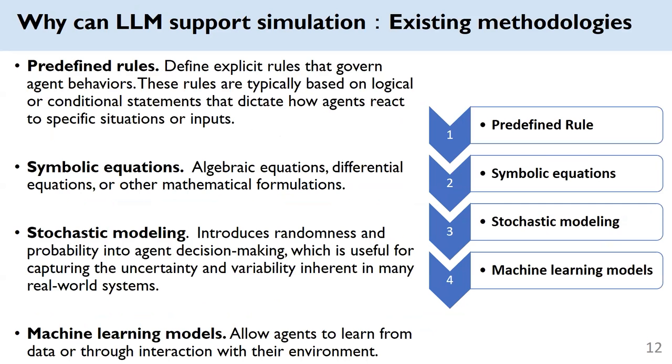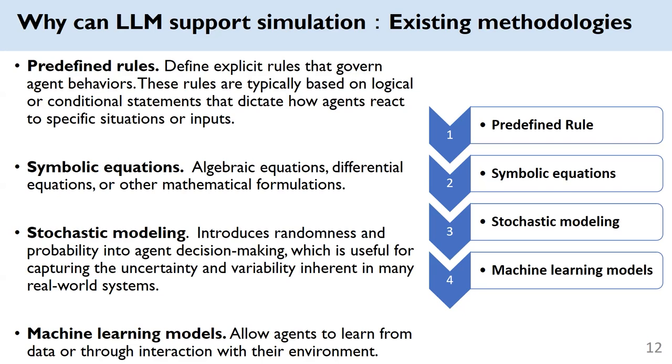And we can see how the existing methodologies try to meet these requirements and what their limitations are. We can summarize the existing methodologies in agent-based modeling into four kinds of approaches. The first is very simple predefined rules. These methods define explicit rules that govern agent behaviors. These rules are typically based on logical or conditional statements that dictate how agents react to specific situations or inputs. Another kind of approach is symbolic equations, with algebraic equations, differential equations, or other mathematical formulations.